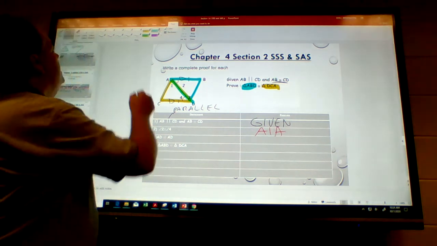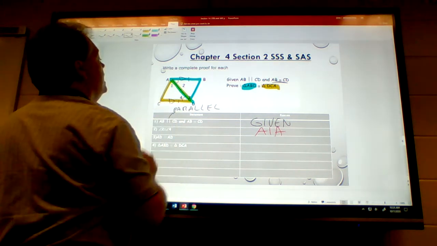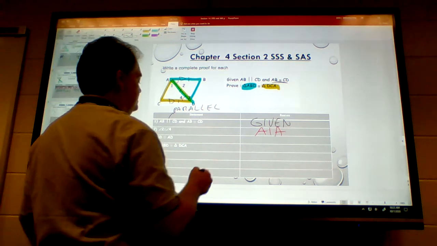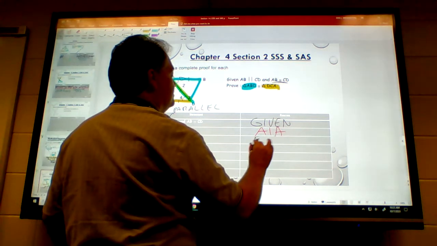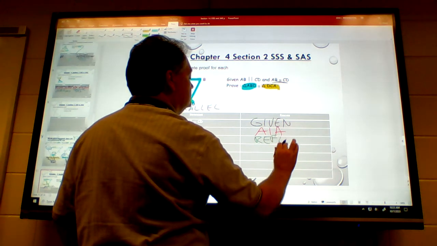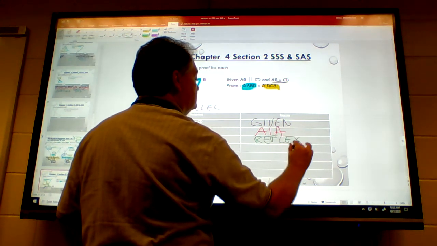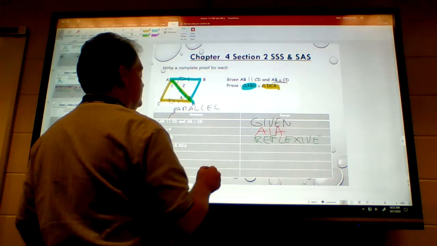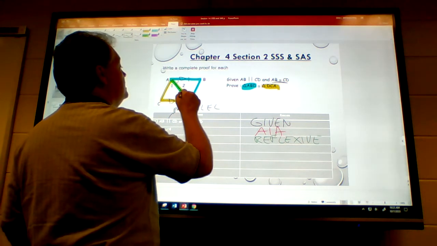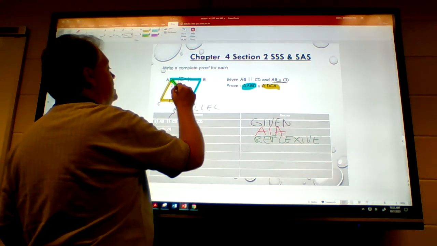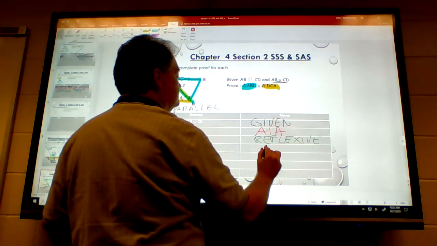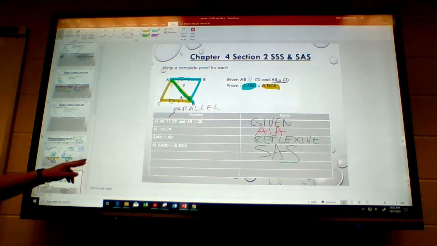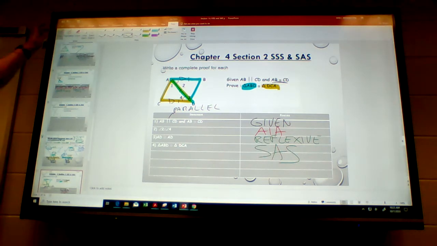All right, so I mark them congruent, and they both share a common side, AD. So AD is congruent to itself by the reflexive property. And then the two triangles are then congruent by side, angle, side. So it looks side, angle, side. All right. So we have that.